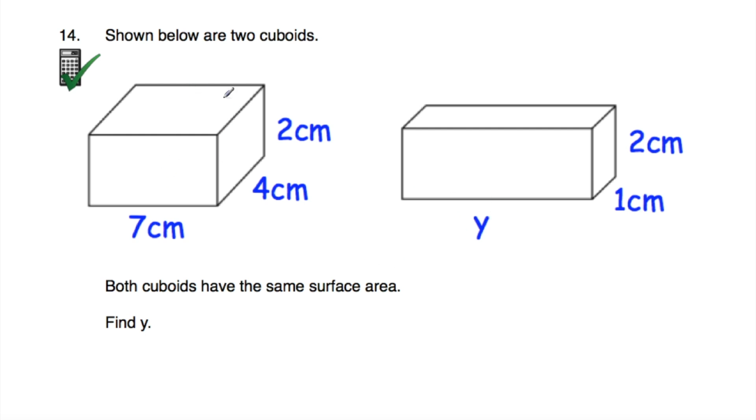So what I'm going to do is start by finding the surface area of this cuboid on the left hand side, and then find an expression for the surface area of the cuboid on the right hand side and put them equal to each other, and then we can find out what y is. So let's start off with cuboid A.